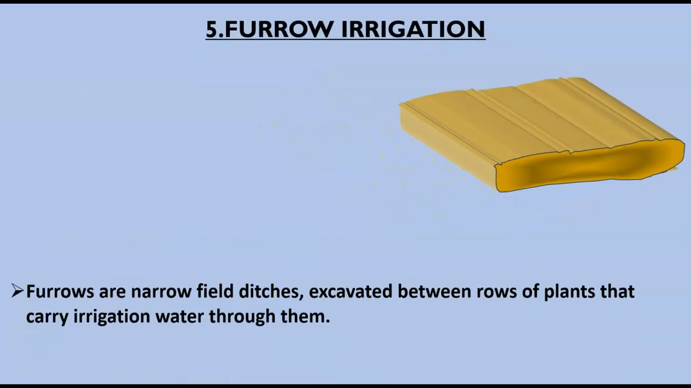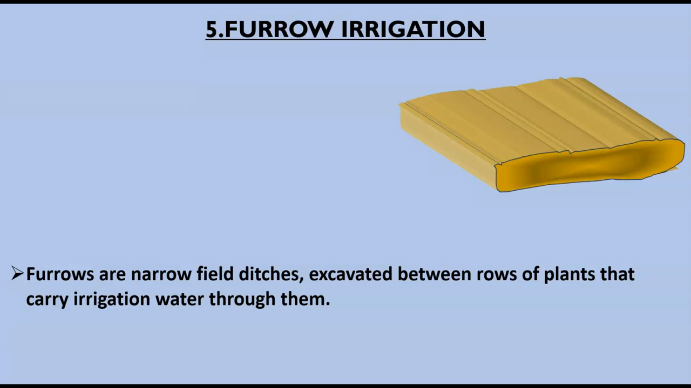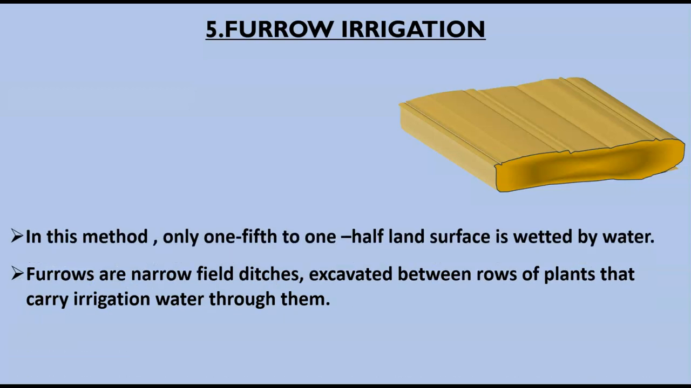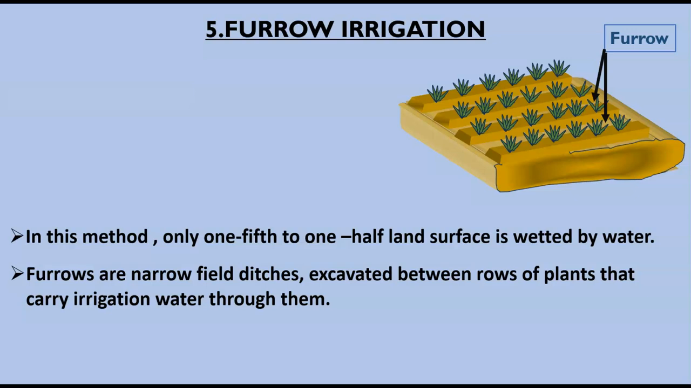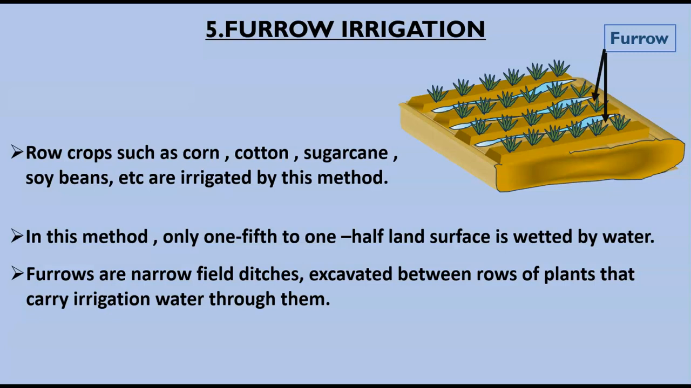Number 5, furrow irrigation. Furrows are narrow field ditches excavated between rows of plants that carry irrigation water through them. In this method, only 1/5 to 1/2 of the land surface is wetted by water. You can see the furrows in the figure, and the plants are grown, and between the furrows the water is made to flow. Row crops such as corn, cotton, sugarcane, soybeans, etc. are irrigated by this method.